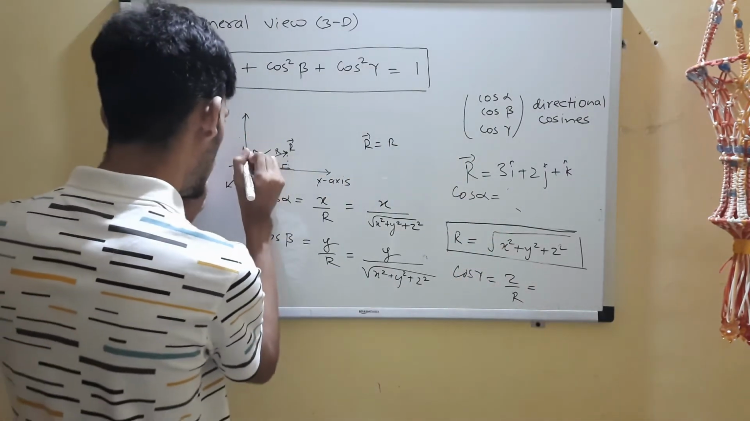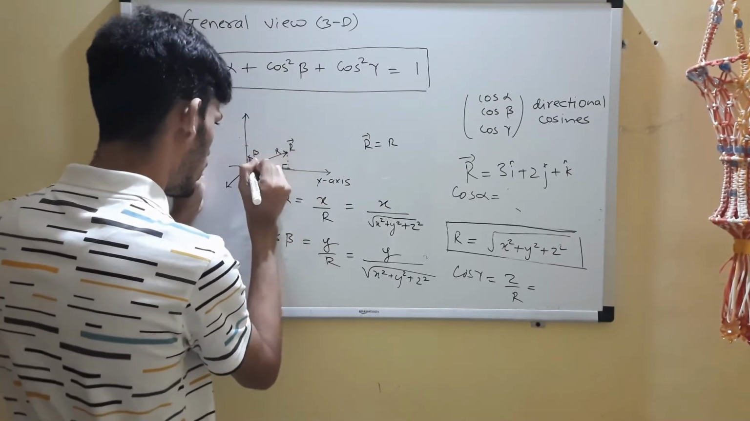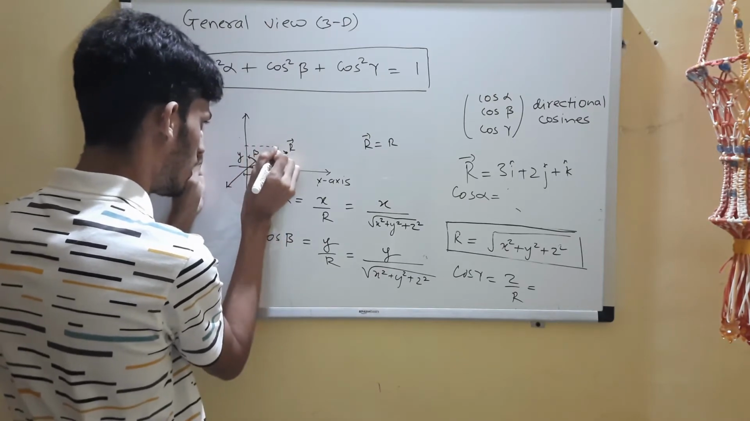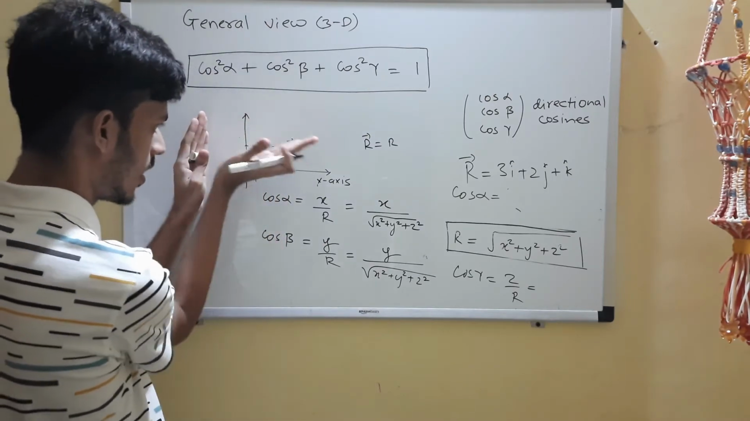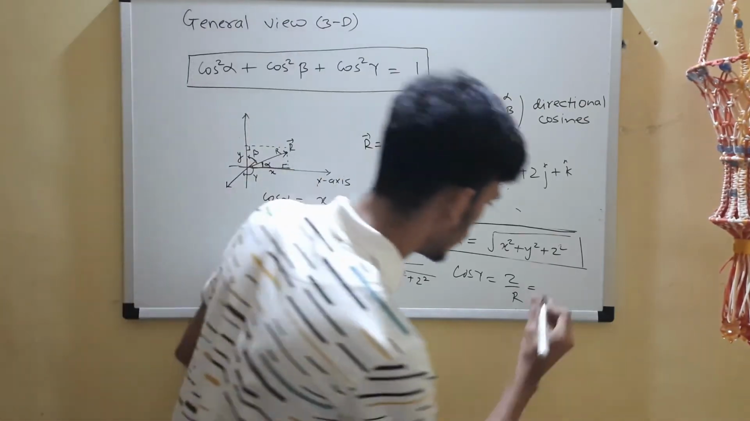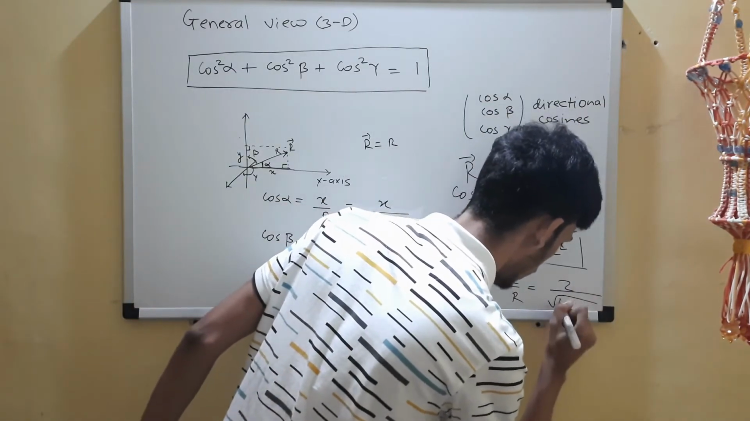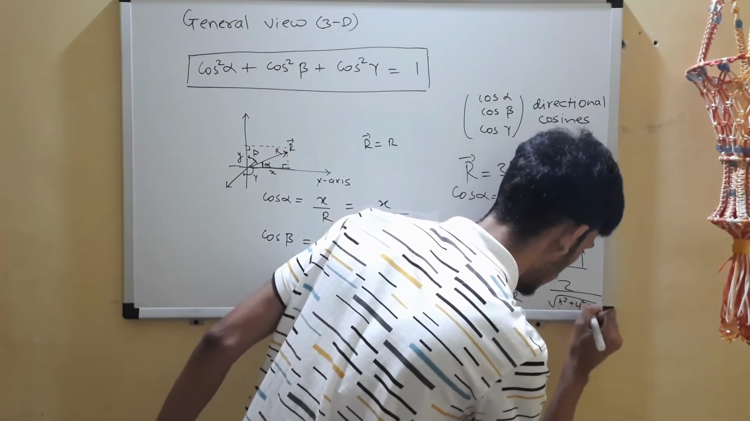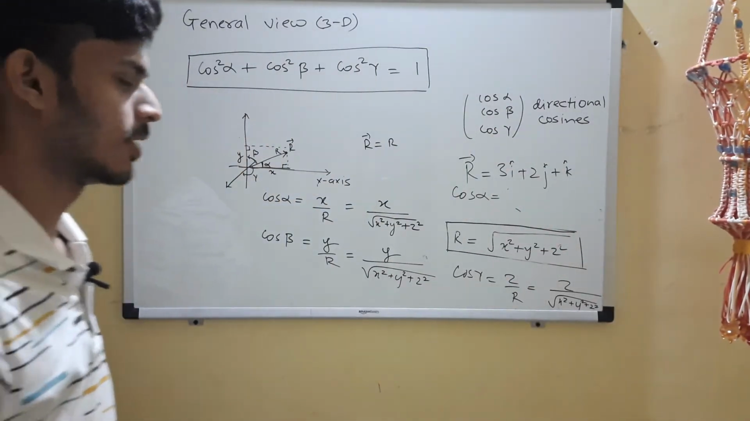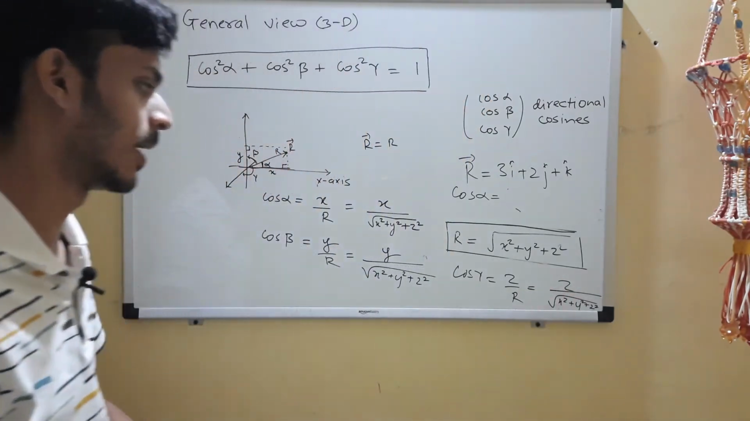Cos beta, if you see, this is y, right? Now this vector, this is beta, so this is y by r. Y is the adjacent side and r is the hypotenuse of this right angle triangle. So z by r for cos gamma. So these are the directional cosines. Sometimes you might have a direct question, especially for BITSAT and NEET. People don't expect easy things.